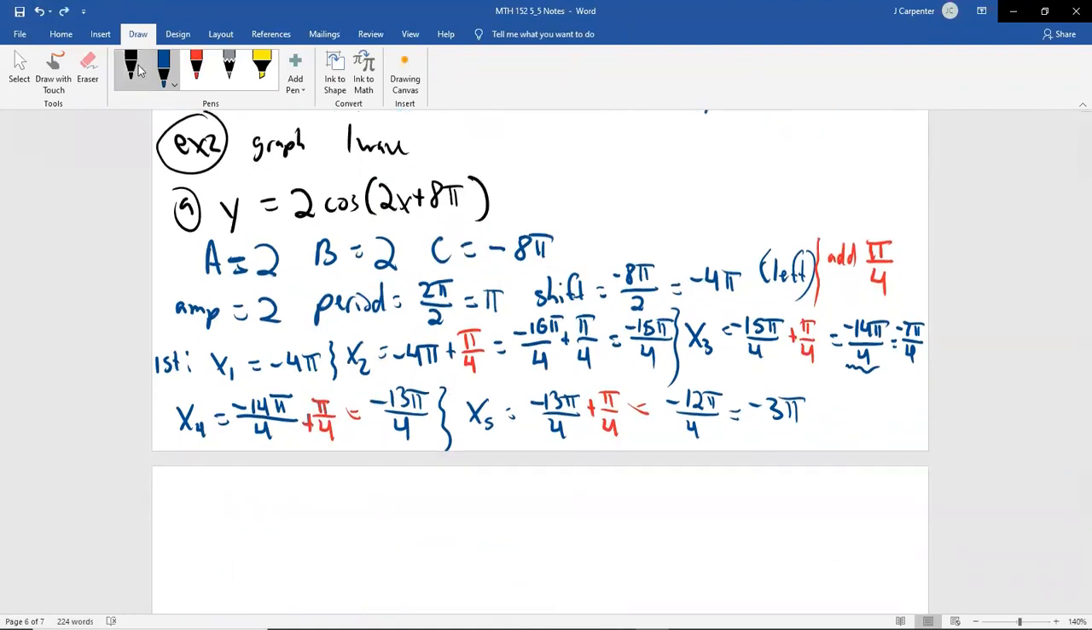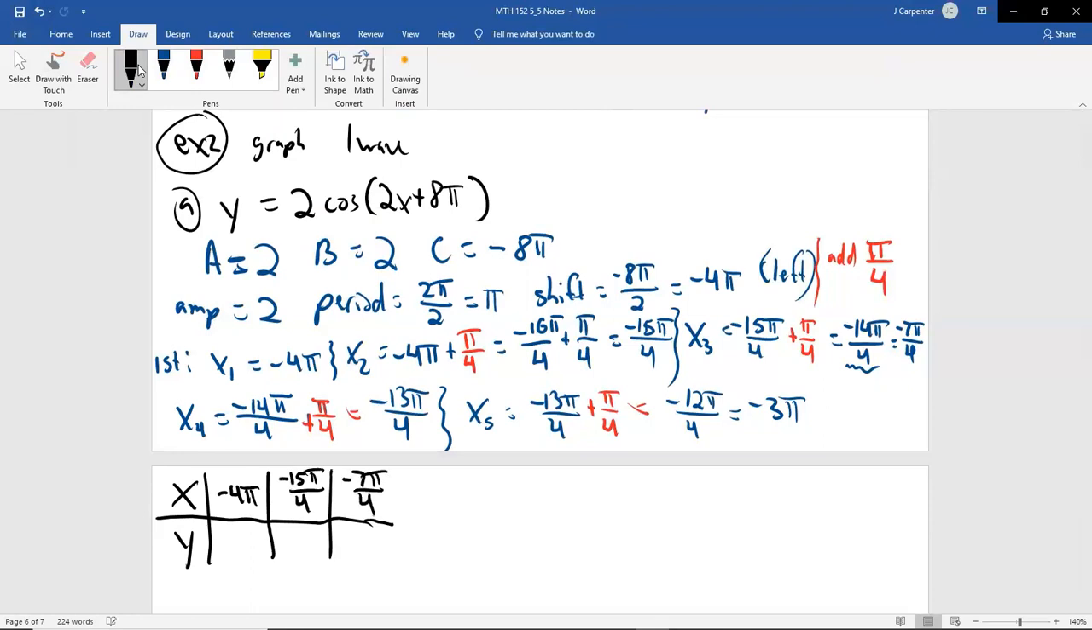So those are the x values, which means we can start forming our table of values that I like to write horizontally in a trig class. You could do it vertically for 5 points. That would be perfectly okay. So the x values were the first one, negative 4 pi. Second one was negative 15 pi over 4. The third one was negative 7 pi over 4. The next one, negative 13 pi over 4. And the next one was negative 3 pi.